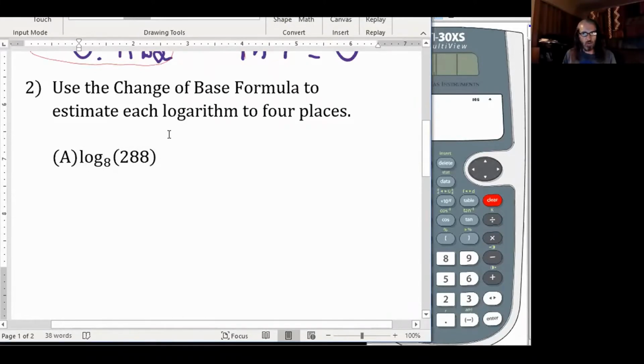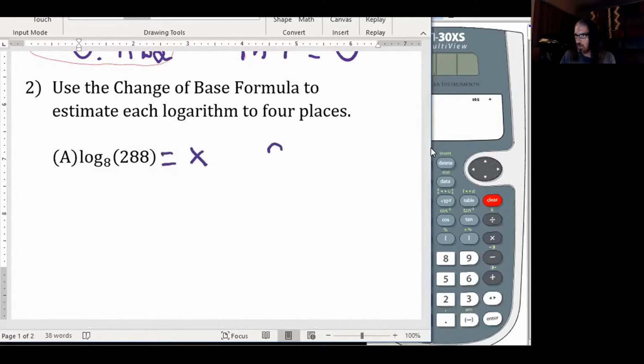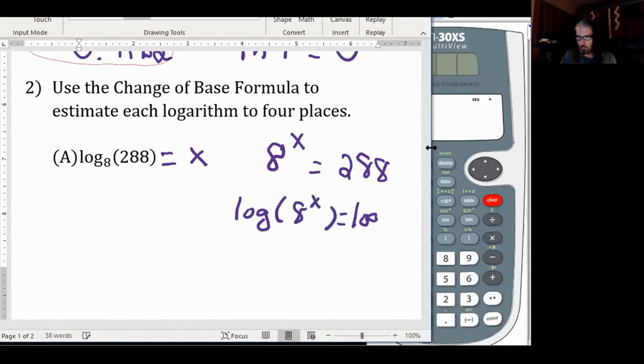Now, if someone asks, I could give a general proof of the change of base formula, but I'm going to verify that it works for this question. We could say that whatever that is going to equal, call it x, then because the answer to a logarithm is an exponent for the same base, in this case 8, then 8 to the x equals 288. Take the logarithm of both sides, whether it's the common log or the natural log, the calculator is going to be able to deal with that. Do that to both sides. Then we have the power rule that lets us bring that exponent out in front as a factor or a coefficient for the logarithm.